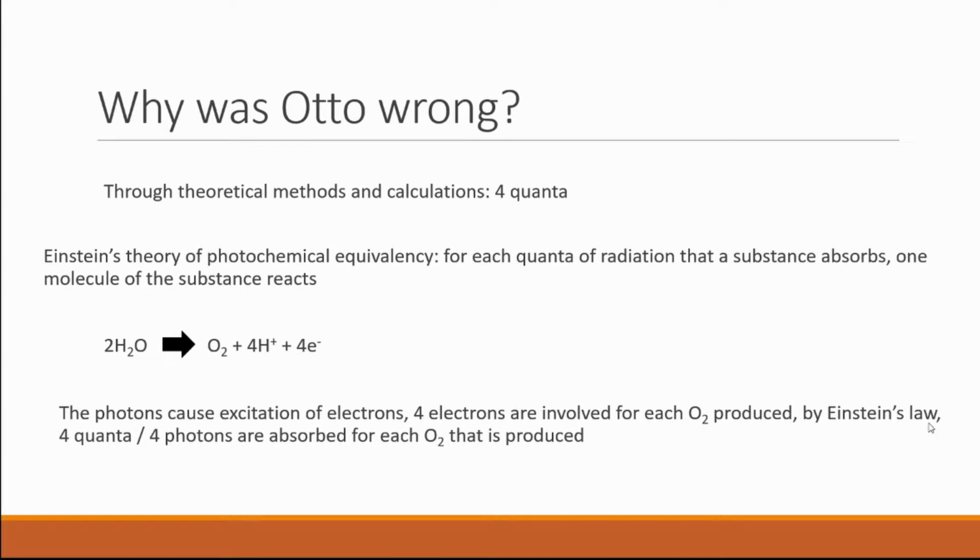So by Einstein's law, 4 quanta or 4 photons are absorbed for each O2 that is produced, and that is how you arrive at the theoretical answer of 4 quanta. So what Otto did was he used a circular argument, which is something you really shouldn't do. He basically began with the assumption, the belief, that 4 quanta is the right answer.